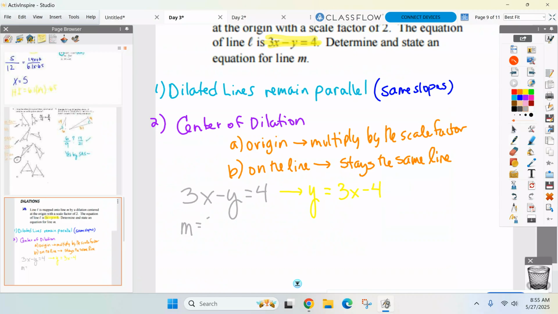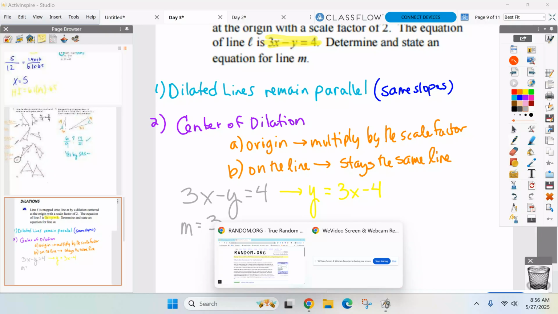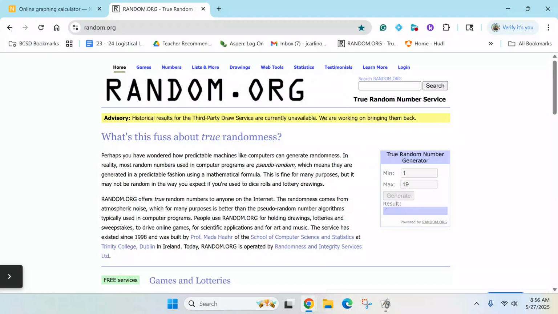Slope's 3, thank you, which means my dilated line will have a slope of 3 because they're parallel. The only thing I need to figure out is what's my new y-intercept? Well, you tell me, what's my old y-intercept? And then I'll help you. Either looking at the calculator or transforming it on your own, what was my old y-intercept up here?